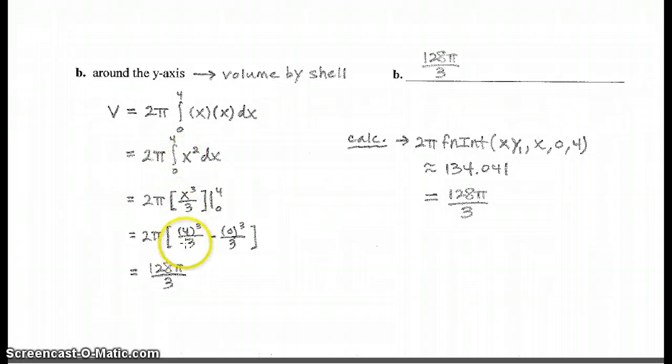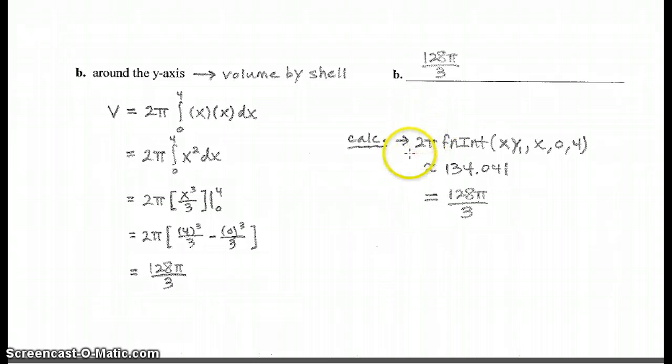So the integral of x squared is x to the third times 1/3, or x cubed over 3. Upper limit minus lower limit. We end up with 64/3 again, but this time it's times 2 pi, which is where we get the 128 pi over 3.